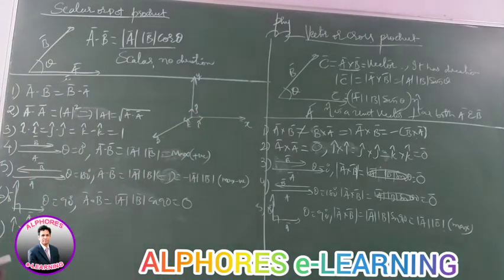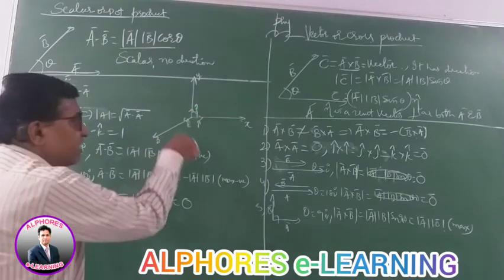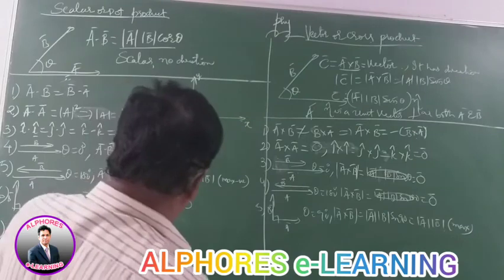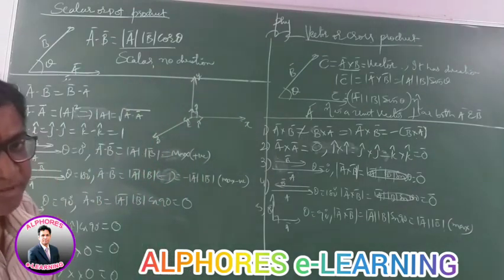Then if I take i dot j, it is mod i mod j cos of the angle between them. I and j are both perpendicular, x and y, 90 degrees, cos 90, which is 0. Similarly j dot k, both perpendicular, mod j is 1, mod k is 1, but cos 90 is 0. Similarly k dot i, 1, 1 and 90 is 0. So i dot j, j dot k or k dot i, value is 0. Dot product of two perpendicular vectors is always 0.